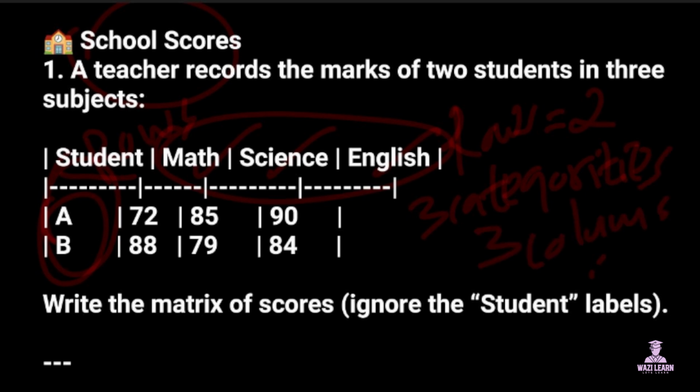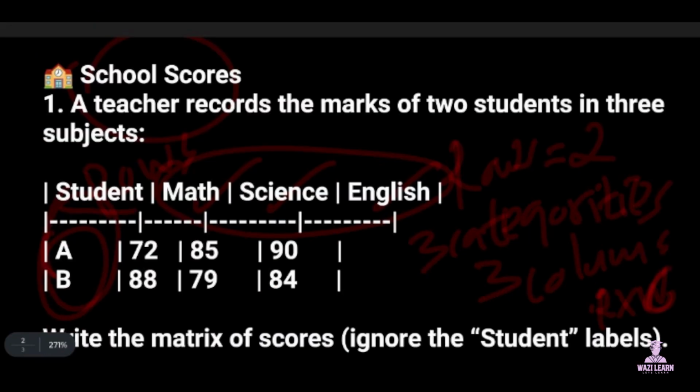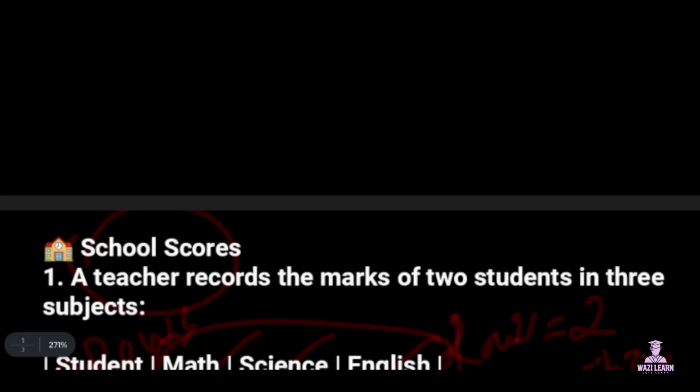So note that matrices are written in the form of rows times columns. In this case, converting our information which is in table form into a matrix, we'll start with the subject maths. So maths is 72, 88. This one is for student A, student B.